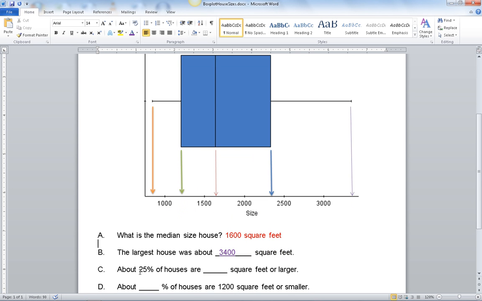Now it says about 25% of houses are blank square feet or larger. So what value separates 1/4 of the values being above it and 3/4 of the values being less than that? So 25% of houses are more than the third quartile, which we said was about 2,400 square feet.